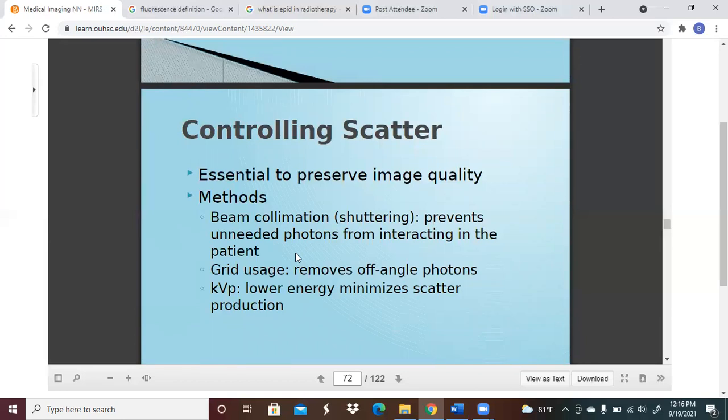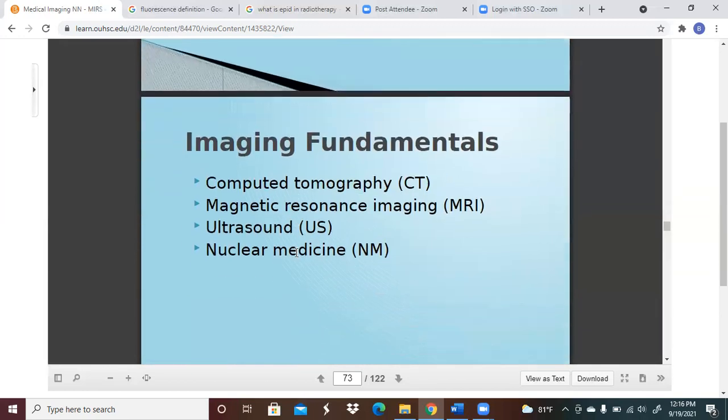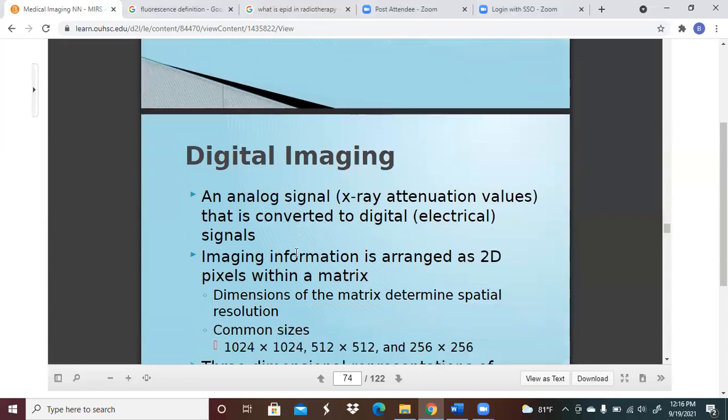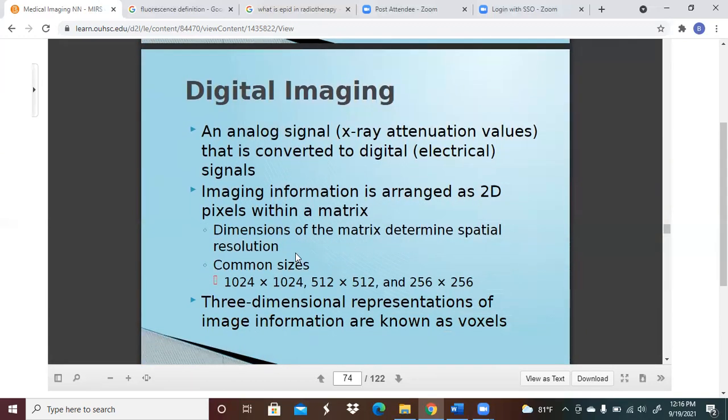Controlling the scatter, you've got beam collimation, shuttering. It prevents unneeded photons from interacting in the patient. You've got grid usage, which removes the off-angle photons. And then you've got the kVp, which lowers energy; lower energy minimizes scatter production. Now, a lot of that is film.